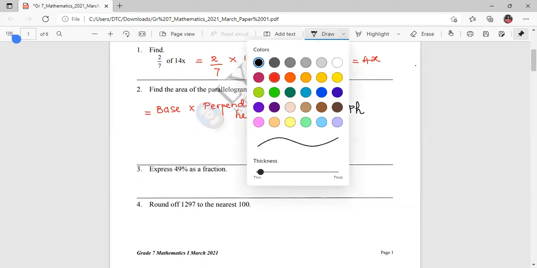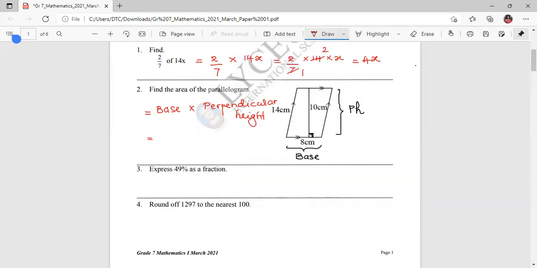So how are we going to do the calculation? The base is 8 centimeters and the perpendicular height is 10 centimeters. Then what will be the answer? 80 centimeters squared. Children, you want to check whether you have written all these equation marks in a line, whether you have used the units, right? Then the final answer, 80 centimeter square.